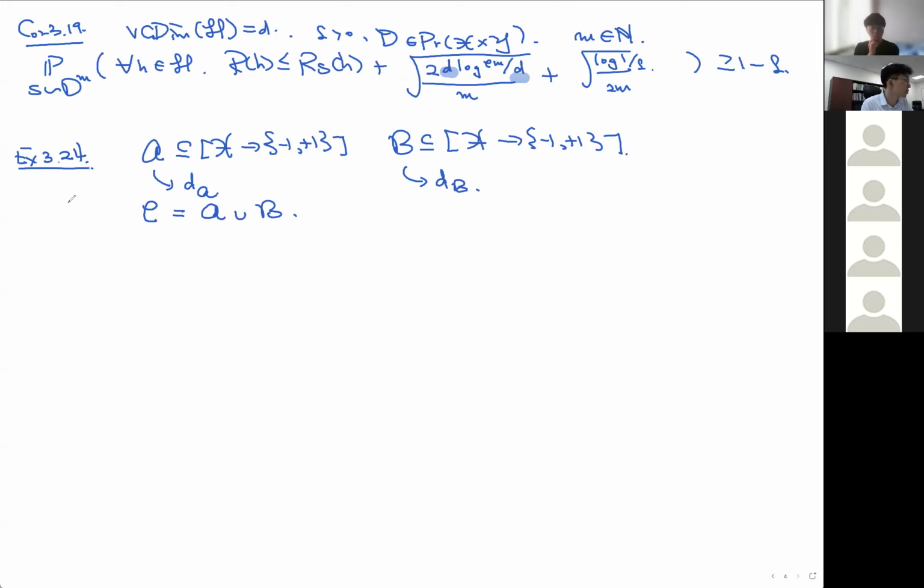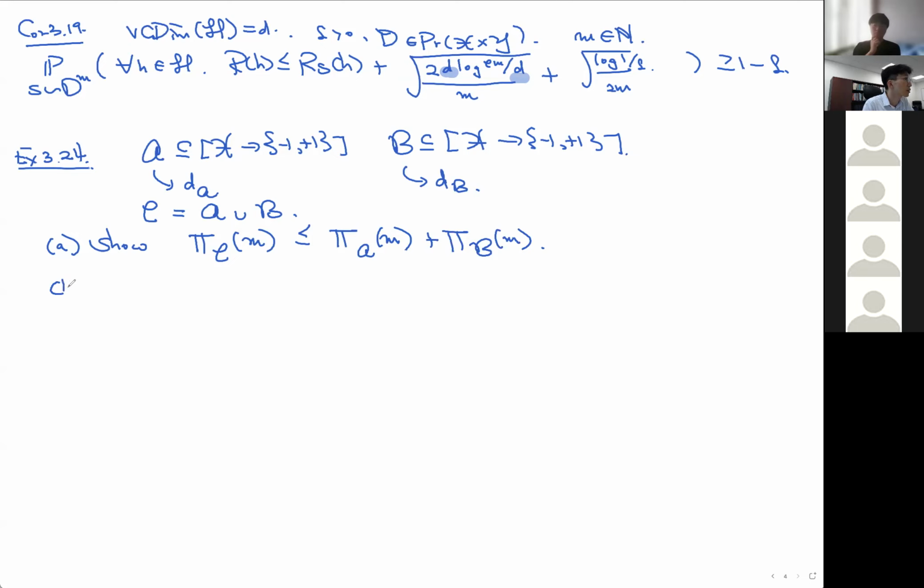The first question is to show that the growth function of the union hypothesis set is bounded by the growth function of A plus the growth function of B. So that's the first exercise.